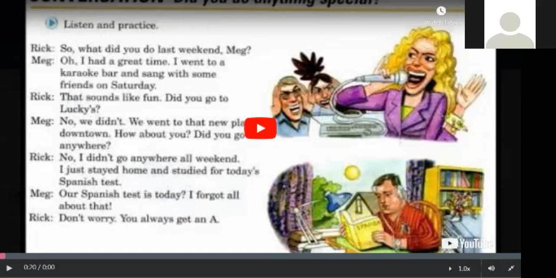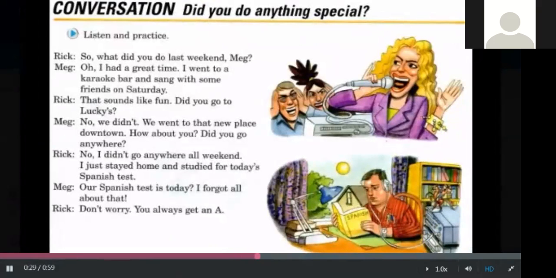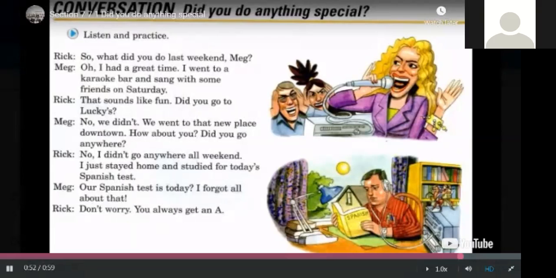Listen to the conversation. Write down all the verbs in the past you can identify. Did you do anything special? So, what did you do last weekend, Meg? Oh, I had a great time. I went to a karaoke bar and sang with some friends on Saturday. That sounds like fun. Did you go to Lucky's? No, we didn't. We went to that new place downtown. How about you? Did you go anywhere? No, I didn't go anywhere all weekend. I just stayed home and studied for today's Spanish test. Our Spanish test is today? I forgot all about that. Don't worry. You always get an A.